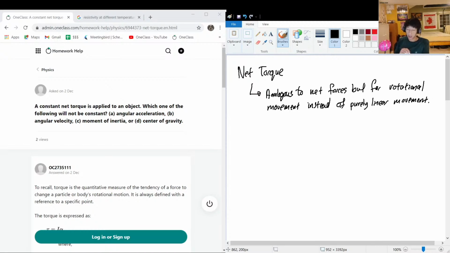Okay, so if someone has a top or like a dreidel, a spinning thing, it slows down because there's the torque applied from friction that slows it down. So anything that changes the rotational speed, this will change the rotational speed proportional to the moments of inertia.